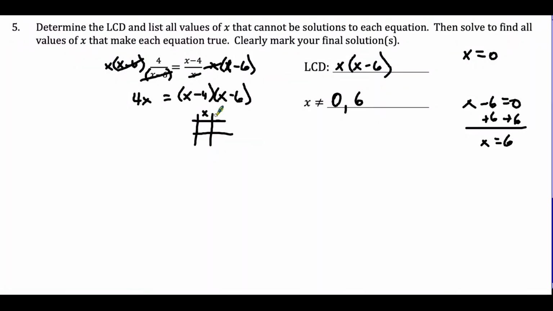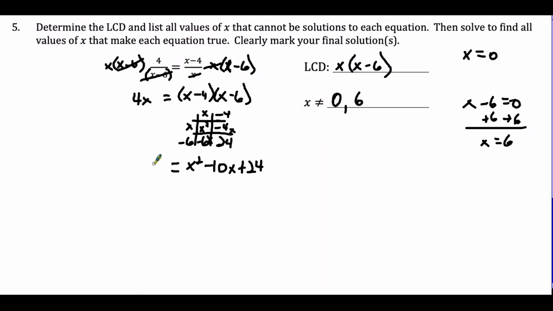So x minus 4 times x minus 6. X times x is x squared. X times negative 4, negative 4x. X times negative 6, negative 6x. And negative 6 times negative 4, positive 24. So that means this side of my equation ends up being x squared, and then if I combine these two like terms of negative 6x and negative 4x, that would be negative 10x, and then plus 24.